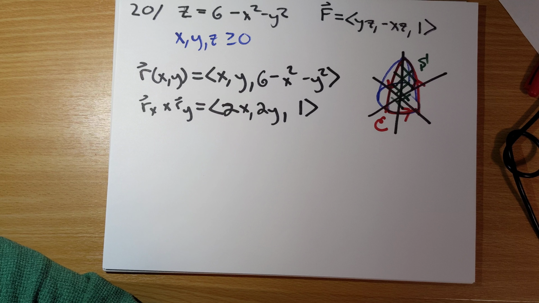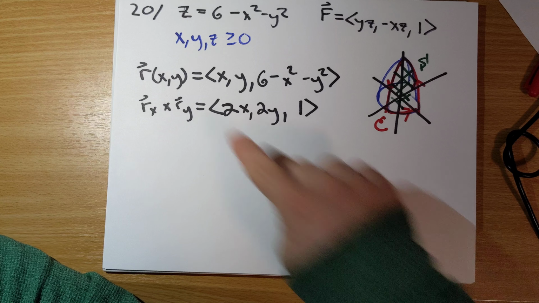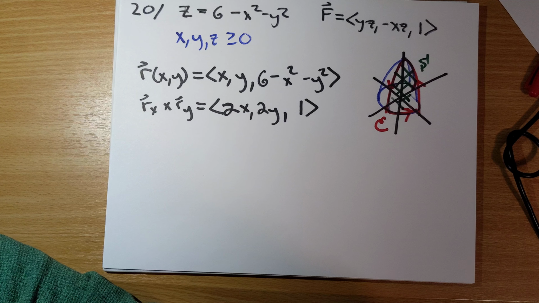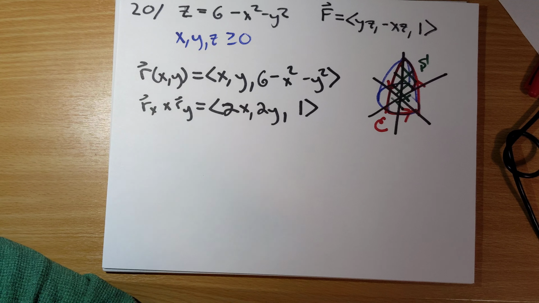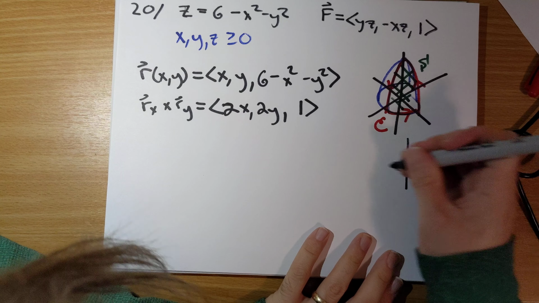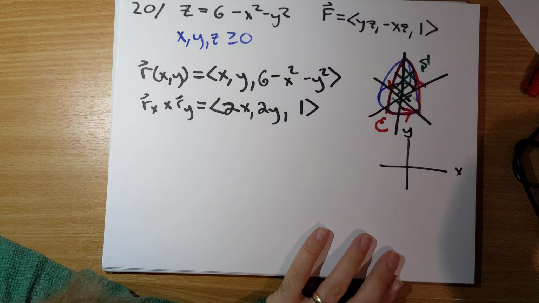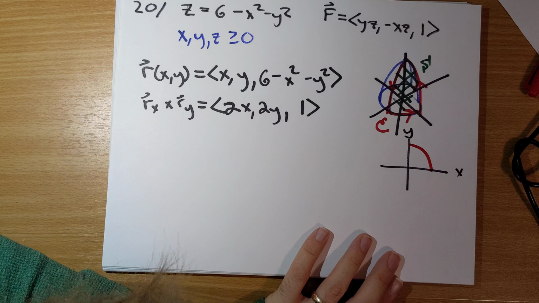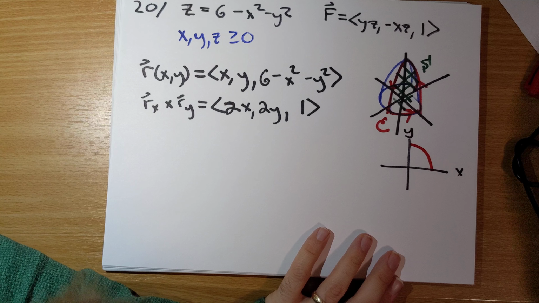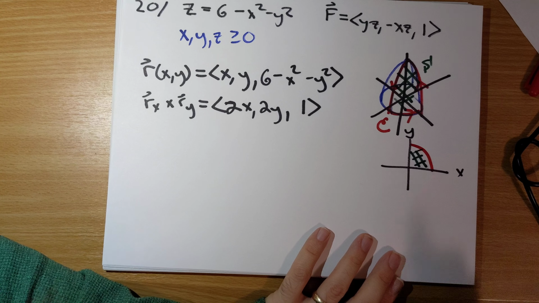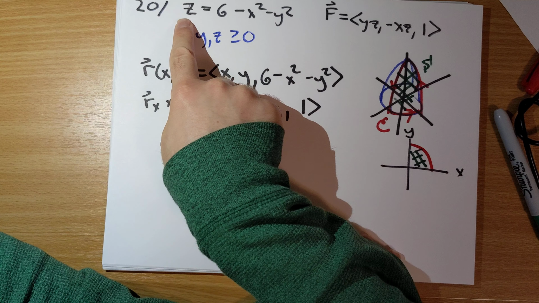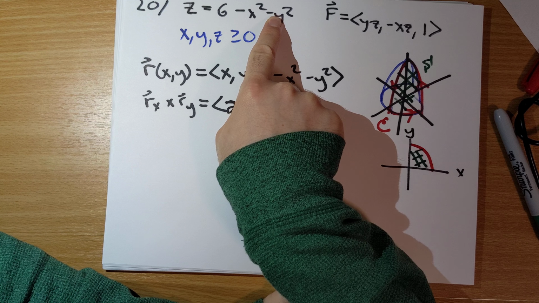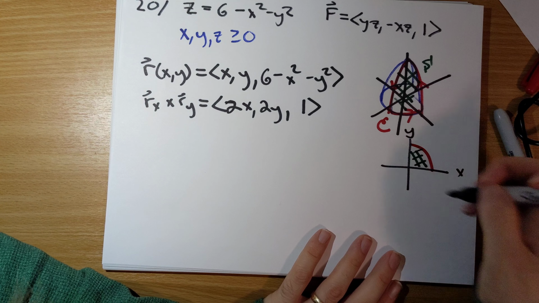We should also at this point take a moment to say what the bounds are here on x and y. So we certainly have both x and y have to be greater than or equal to 0 in the xy plane. Projecting this down to the xy plane looks like this. This curve right here is when z, 6 minus x squared minus y squared, is equal to 0.